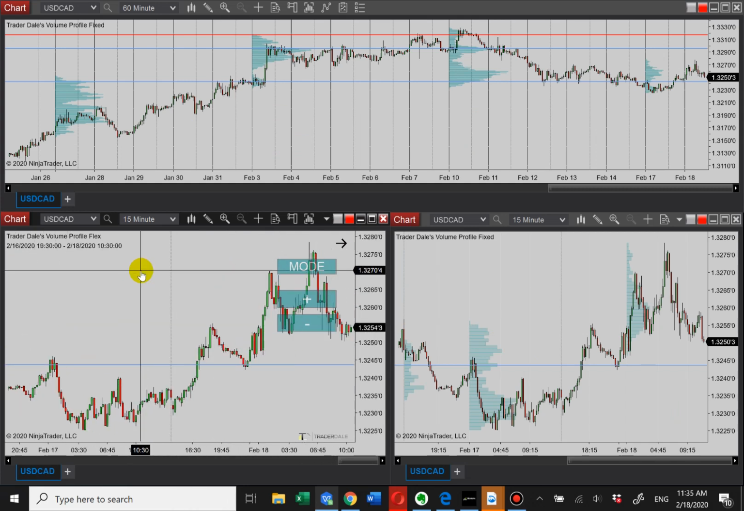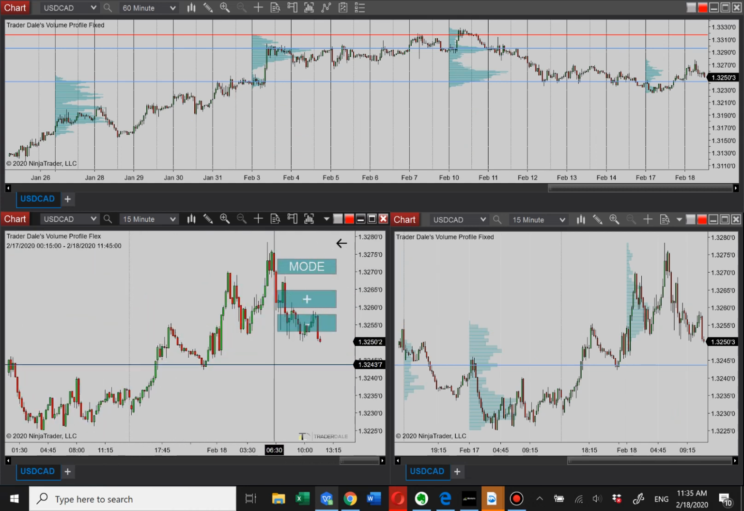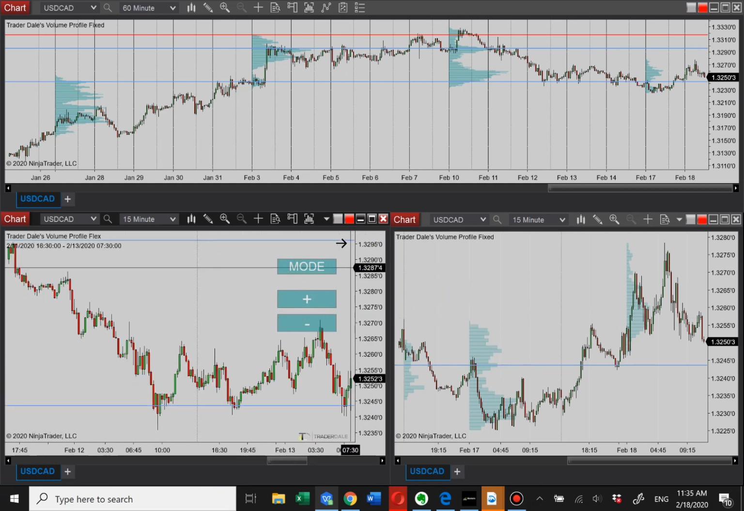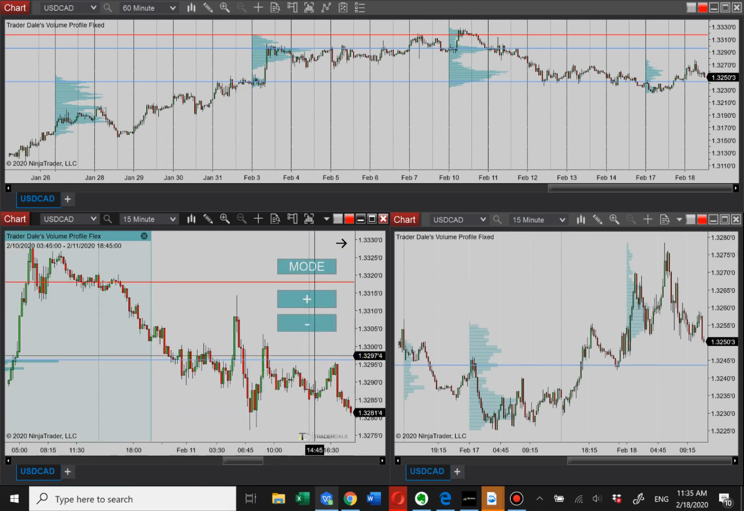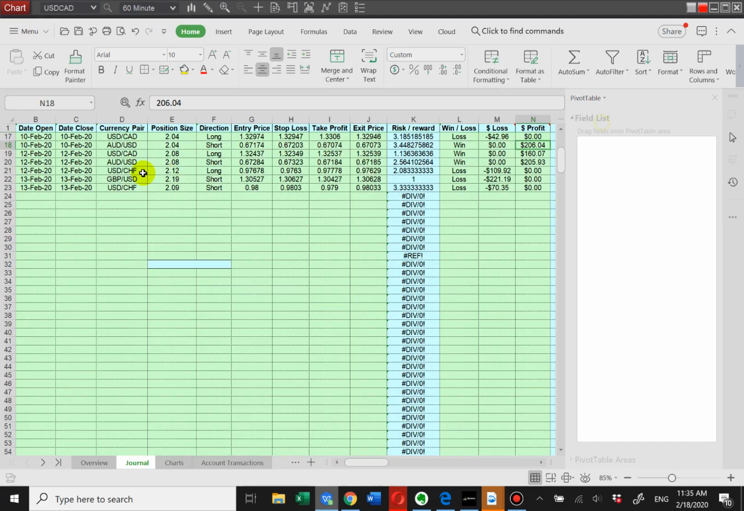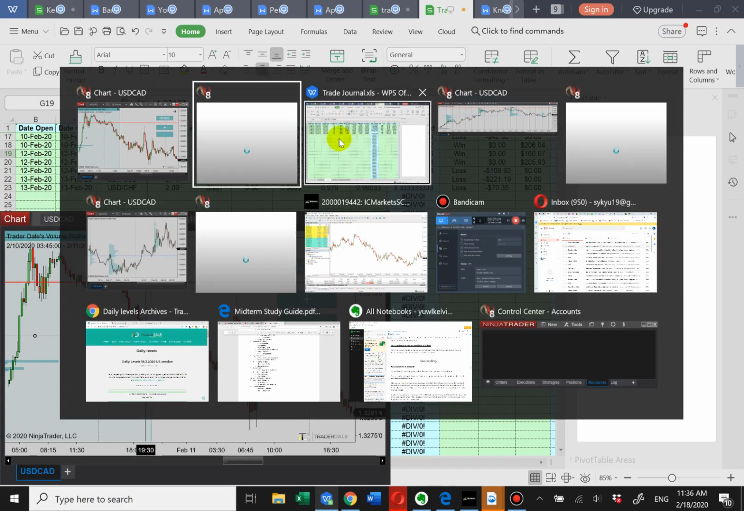Okay, let's see. I just need to find that original level right here. Yep, delete that. Makes it easier for analysis. Okay, next one. Let's take a look at US dollar Canadian dollar again at 1.32437.